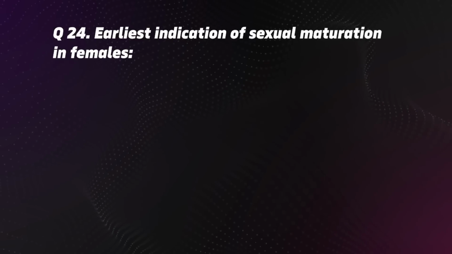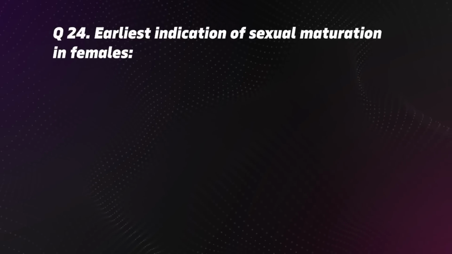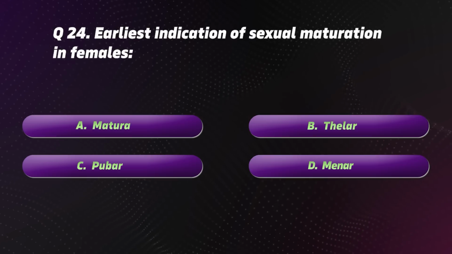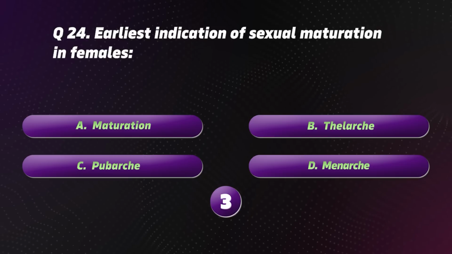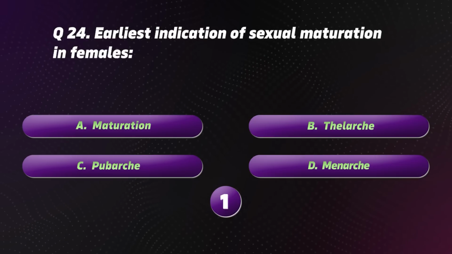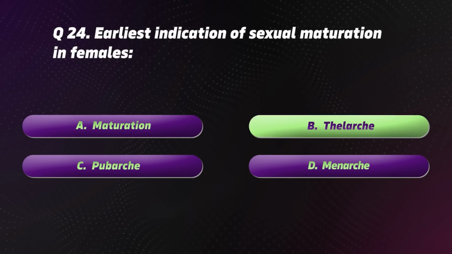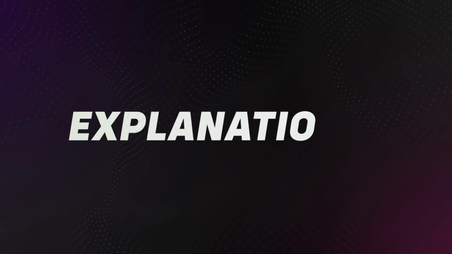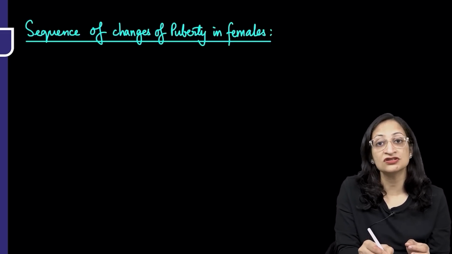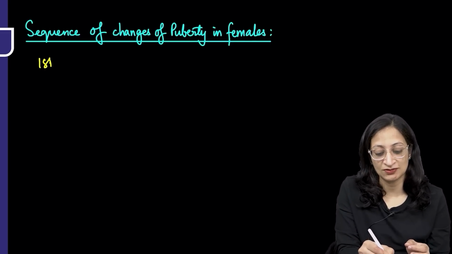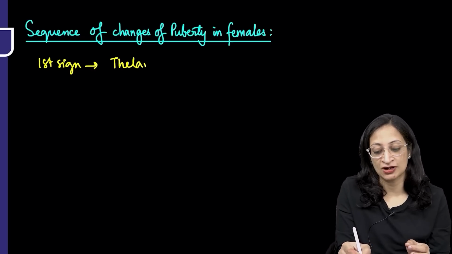Question 24. The earliest indication of sexual maturation in females. Here are the options. A. Maturation. B. Thelarche. C. Pubarche. D. Menarche. And the correct answer is option B. Thelarche. Here's the explanation. Puberty in females. The sequence of changes is very, very important. The first sign of puberty in females, very important, is thelarche or development of breasts.